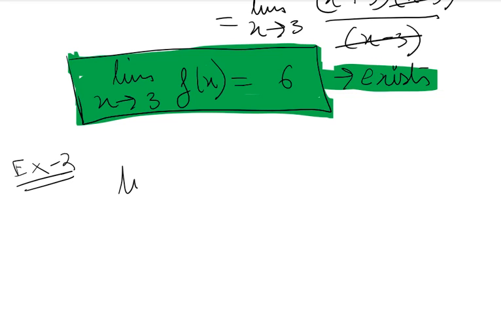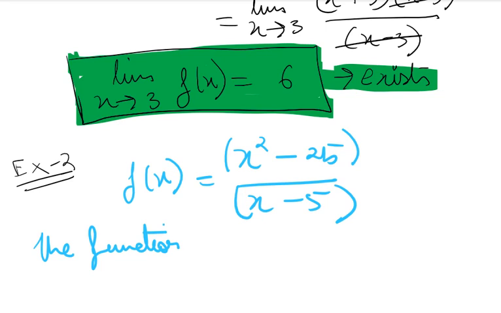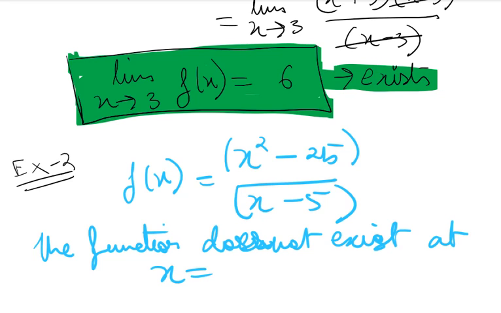For example 2, you can take the function, let's do it with a blue marker pen. So you can take the function, say f of x is equal to x square minus 25 divided by x minus 5, something like this. You can see the function does not exist at x equal to 5.